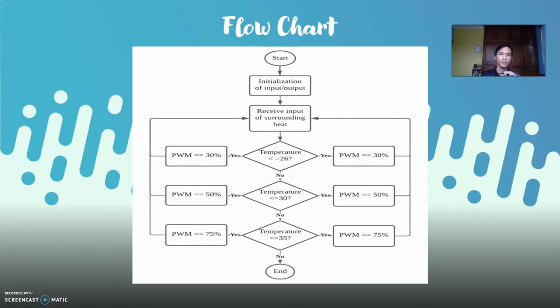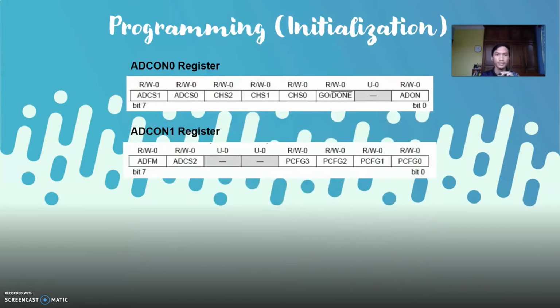Next, we will have a look at the program one by one. Before we proceed, we need to understand the ADCON0 and ADCON1 registers. For ADCON0, bit 7 and bit 6 are added with the ADCS2 in bit 6 of the ADCON1 register. These bits represent the prescaler of the ADC.